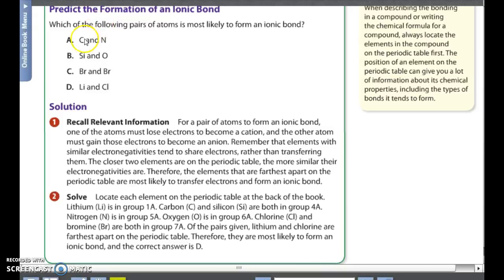So you locate all of them. We have nonmetal, nonmetal, nonmetal, nonmetal, nonmetal, nonmetal, metal, nonmetal. Whoa! We have one metal. So our answer is D.